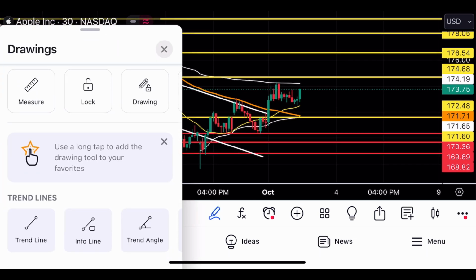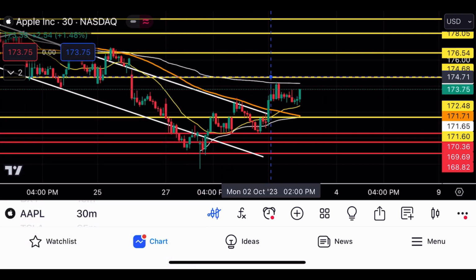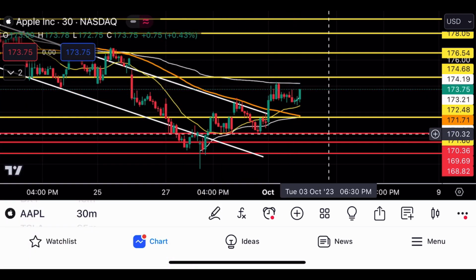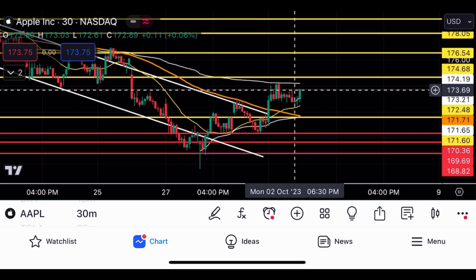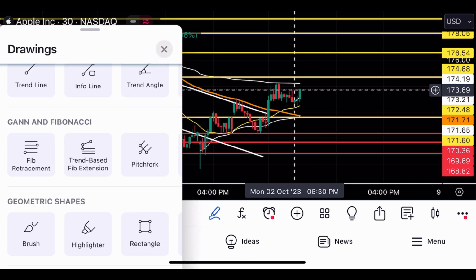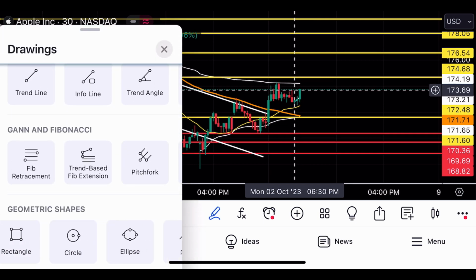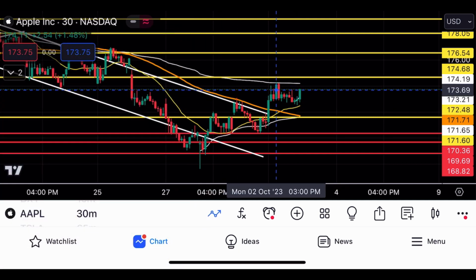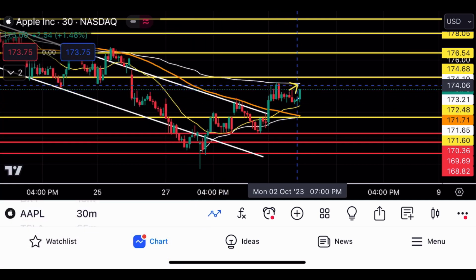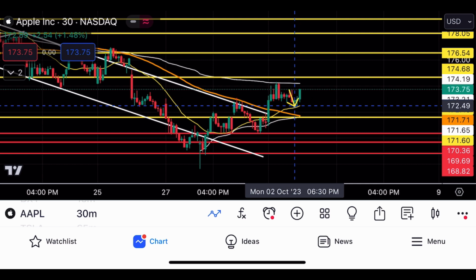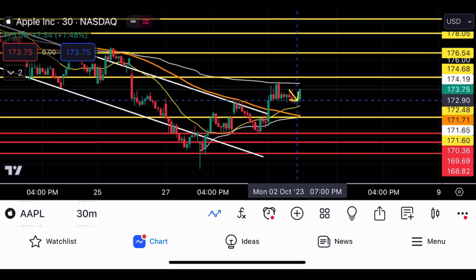Keep in mind we have our AVWAP at 174.19 as well, so we could start the day and go ahead and retest that automatically. Let me pull this out. So we can go ahead and retest this AVWAP 174.19. So we can either reject or break it. If we break it, then we can see resistance at 174.68. So 174.70 before failing.